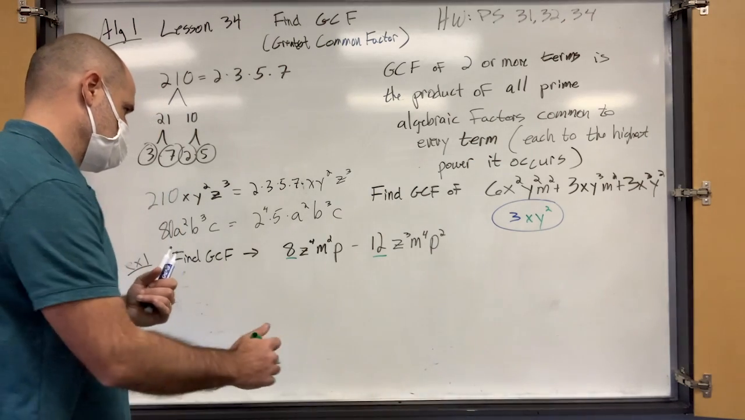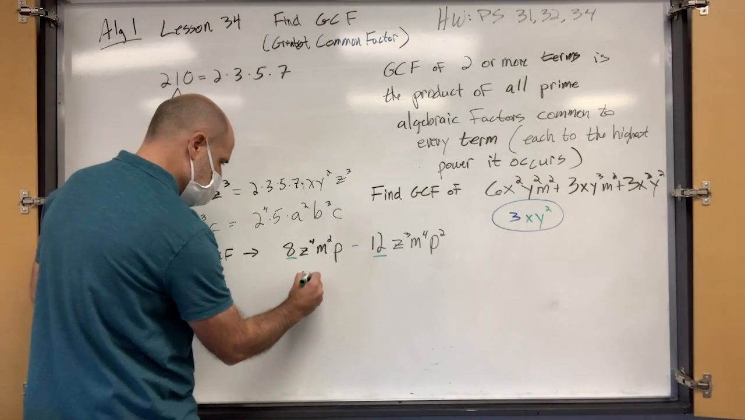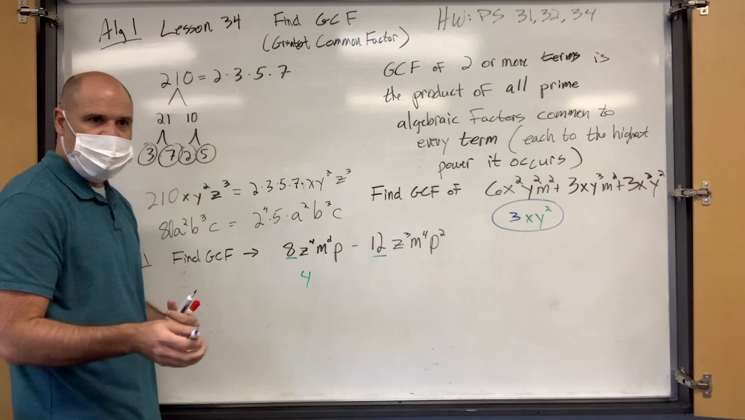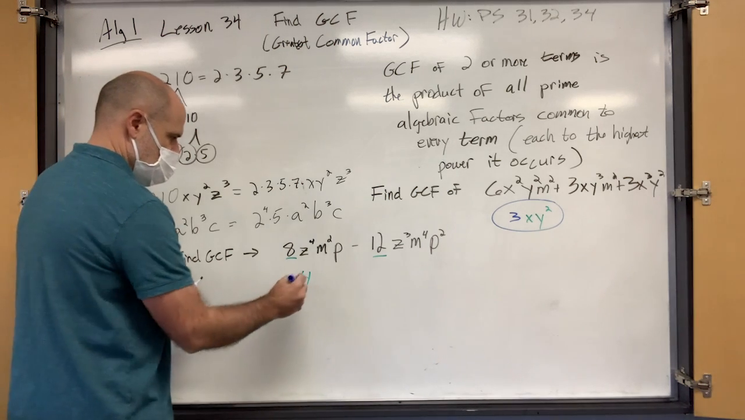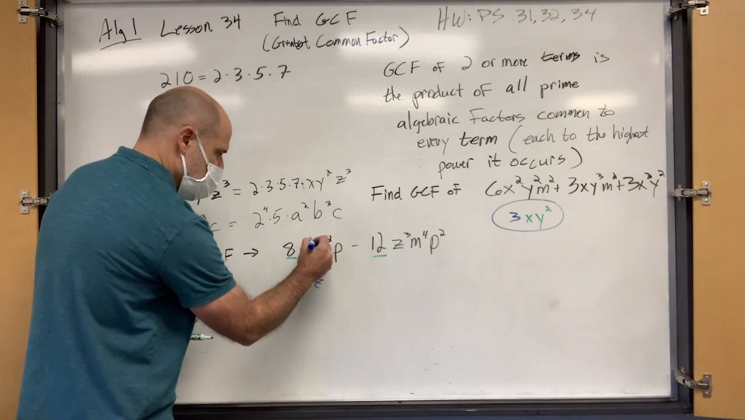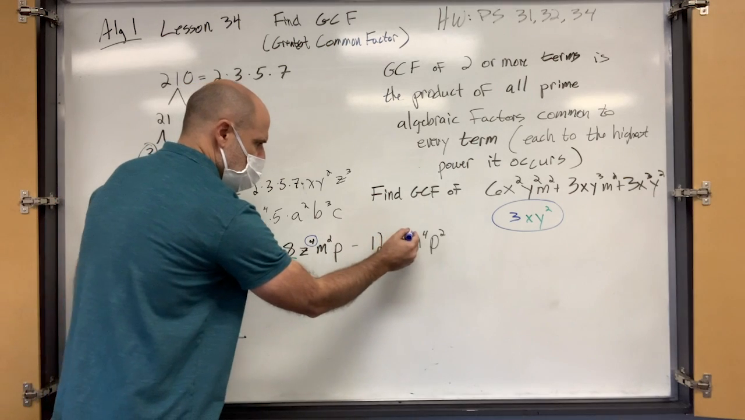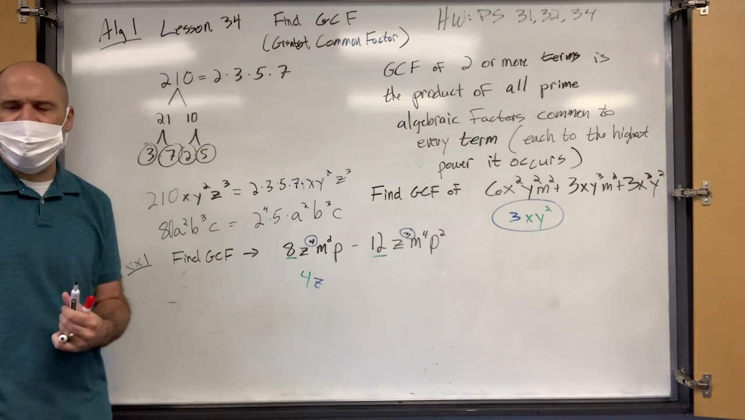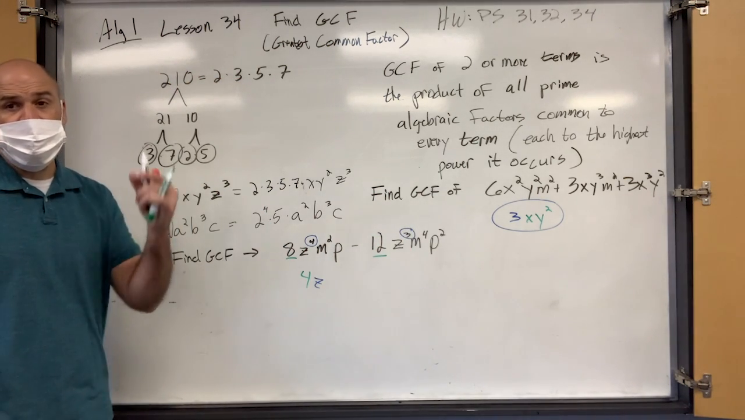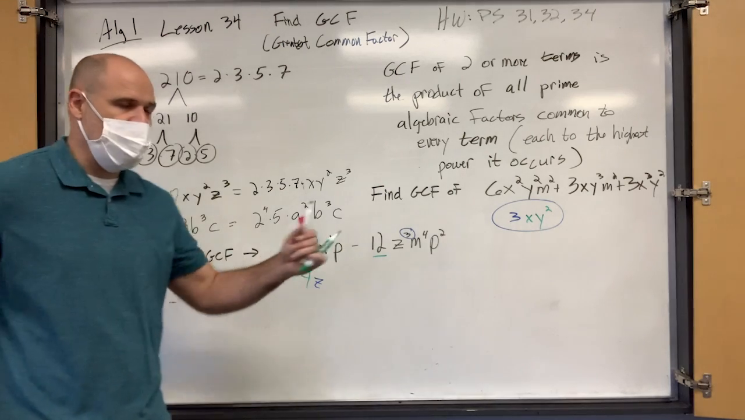All right, so you got 4. That's awesome. Now we're looking at the variables. So z to the 3rd, because your two exponents of z are 4 and 3, right? So you're looking for the smallest one. This is what they have in common.